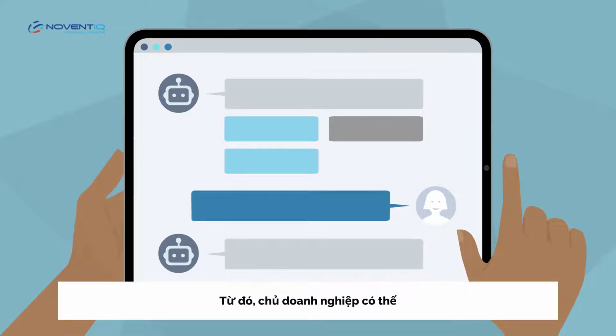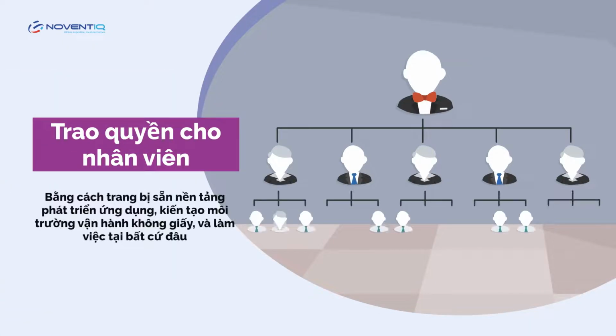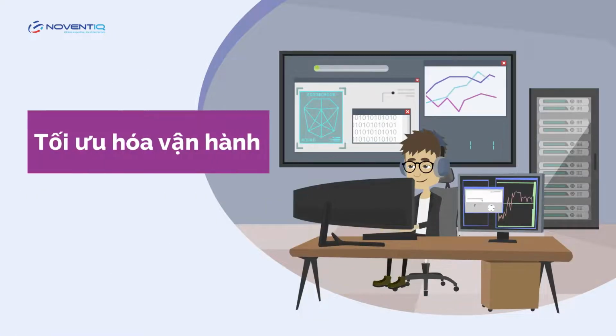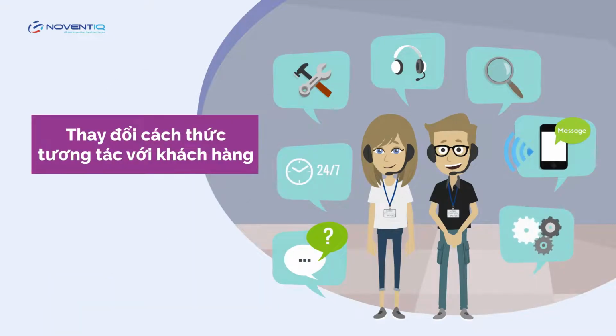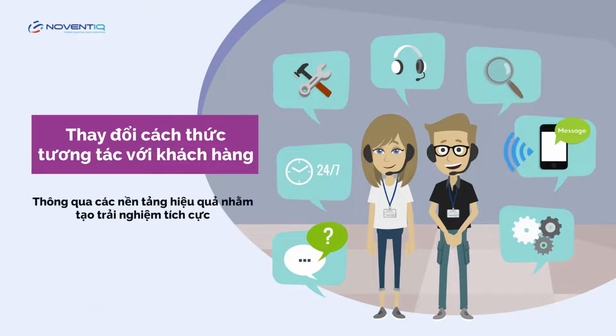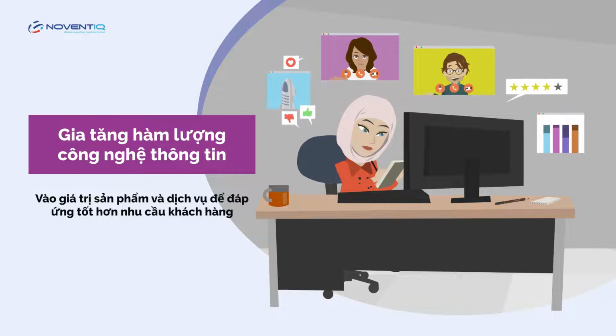From there, business owners can empower employees by equipping them with the platform to build apps, create a paperless operating environment, and work from anywhere. Optimize business operations by switching from traditional to digital processes to save costs and increase response time. Change the way employees interact with customers through effective platforms to increase service experience. Digitize any product or service to better meet customer needs.